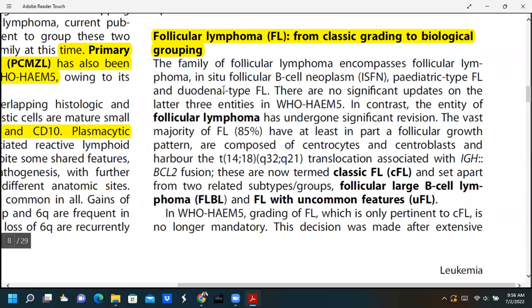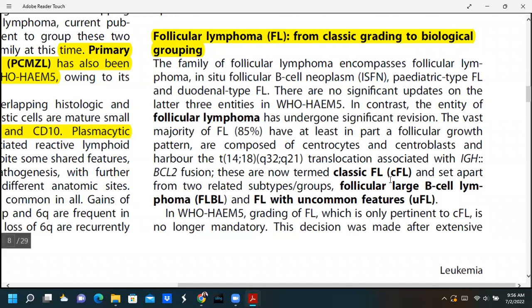Highlight. The family of follicular lymphoma encompasses follicular lymphoma in situ, B-cell neoplasm, pediatric type follicular lymphoma, and duodenal type follicular lymphoma. There are no significant updates on these three latter entities. In contrast, the entity of follicular lymphoma has undergone significant revision. The vast majority of follicular lymphoma have, at least in part, a follicular growth pattern, are composed of centrocytes and centroblasts, harbor the translocation t(14;18), and are associated with IgH-BCL2. These are now termed classic follicular lymphoma, which is set apart from the two related subgroups or subtypes, that is follicular large B-cell lymphoma and follicular lymphoma with uncommon features. So this is entirely new.